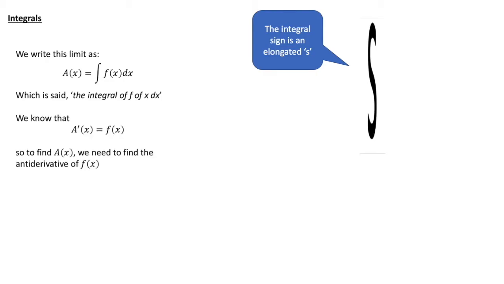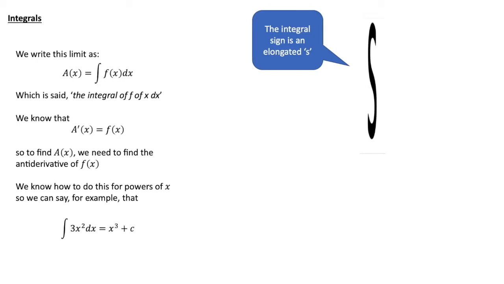So we know that A dash of x is equal to f of x, and so in order to find A of x we need to find the antiderivative of f of x. We know how to do this for powers of x, so we can say, for example, that the integral of 3x squared dx is equal to x cubed plus c, and that's because x cubed plus c is an antiderivative of 3x squared.